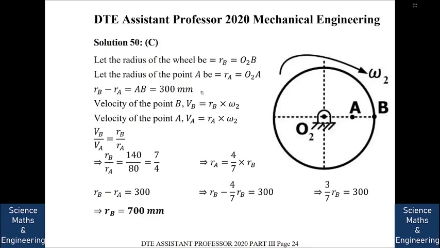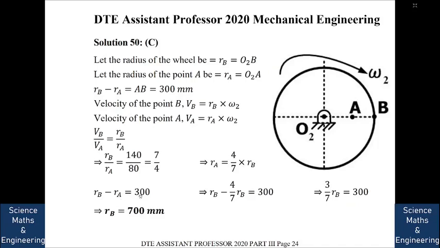Now RB minus RA is how much? It is 300 millimeter. The velocity of the point B, VB, is how much? RB into omega 2, right? This as the angular velocity is omega 2, and velocity of the point A would be VA is equal to RA into omega 2. Now VB by VA is then RB by RA. Now therefore RB by RA would be what? VB is 140 and VA is 80. So it is 140 by 80, that is 7 by 4. Which implies RA is equal to 4 by 7 RB.